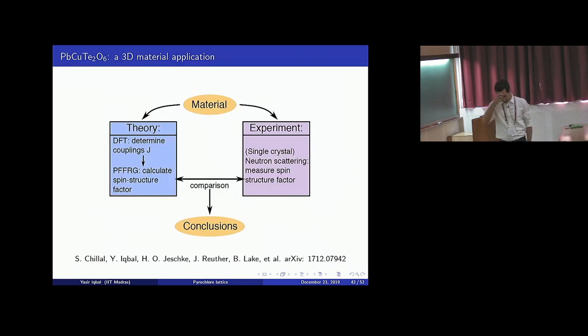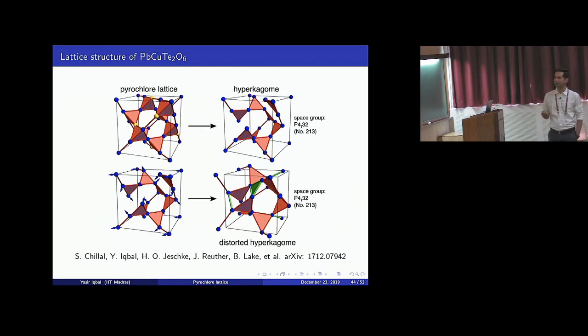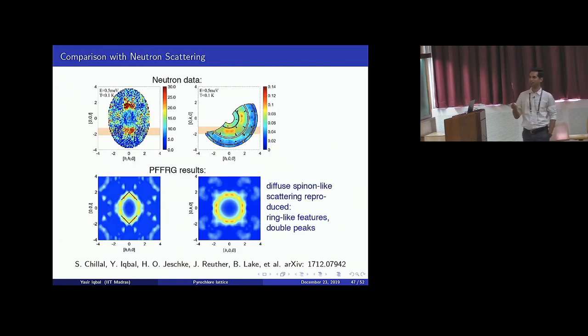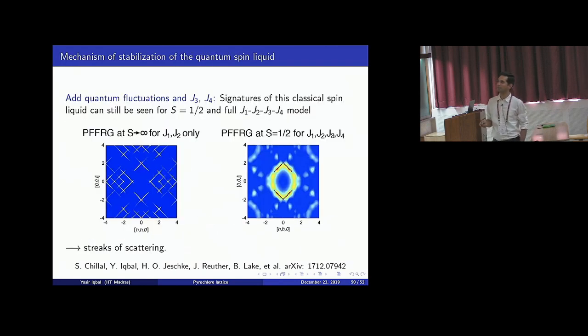I wanted to describe another thing, but I was under the assumption it's a one-hour talk. And I realized yesterday night, after looking at the schedule, that it's 35 minutes. So I'll have to skip this, but I'll be happy to discuss this collaboration we had with Bella Lake's group on a hypercargome system, which is PBQT, we call it. It's a spin 1/2 copper 2 plus system in which they did inelastic neutron scattering, and we tried to beautifully reproduce the features and the structure factor from an FRG calculation. But I'll be happy to discuss this agreement, which turns out even quantitatively very well.